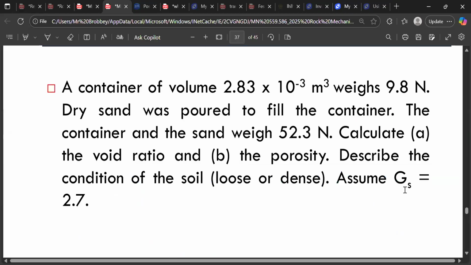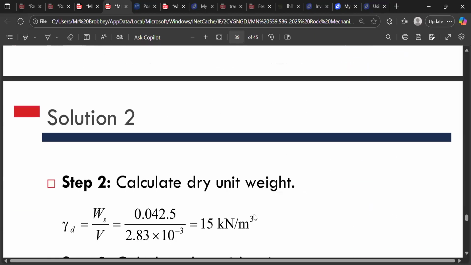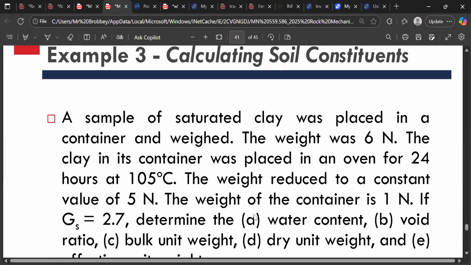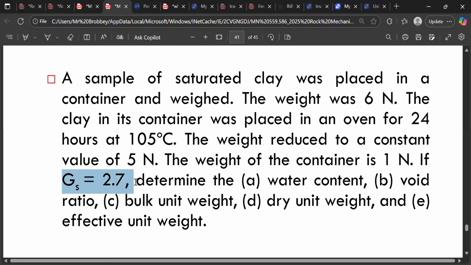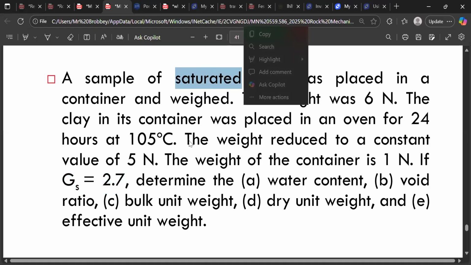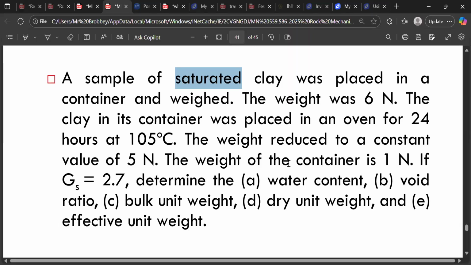Okay, we were also given the GS, which is 2.7. But one thing you have to also note is that they gave you another parameter by saying that it is a sample of saturated clay. Saturation means that the degree of saturation is 100 percent, or it is full. The soil is full, and so it is contained fully of water. And so the degree of saturation is 1.